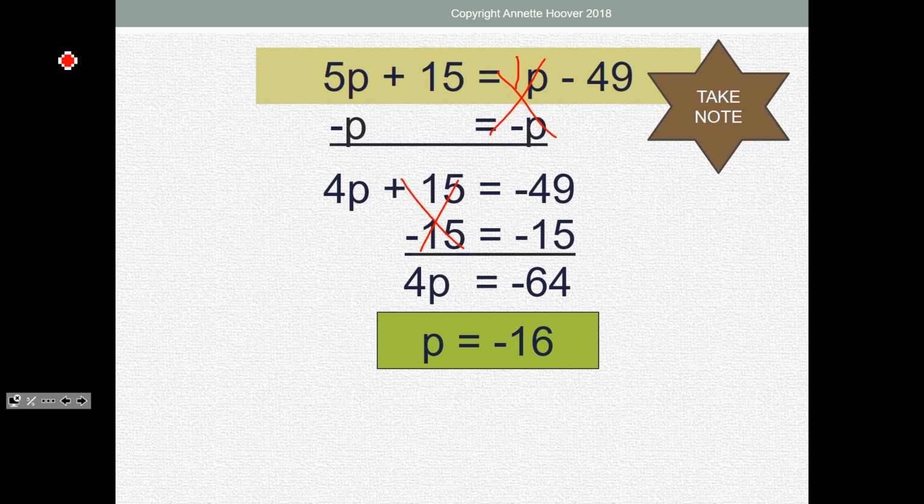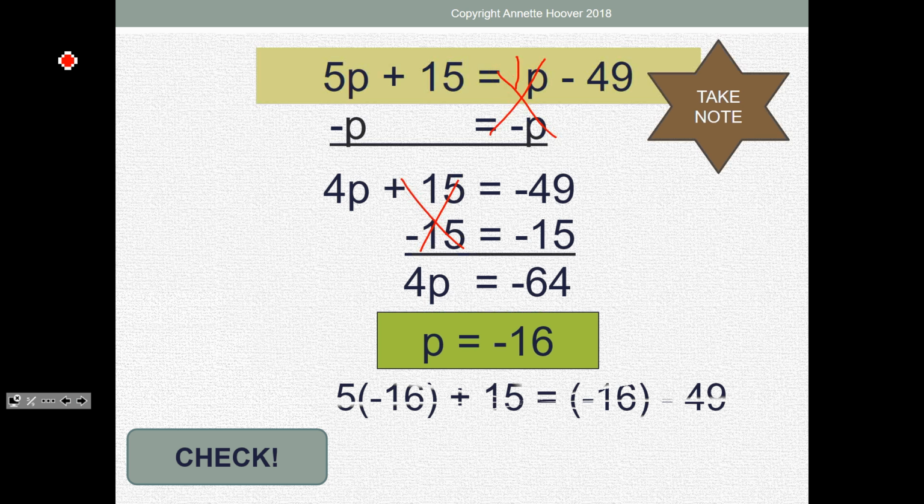So it's the two-step equation that we've been working on, but before you get to the two-step equation, you have to get the variable on one side of the equation by itself. And there it is when we check it.